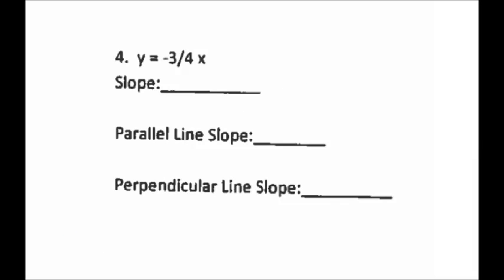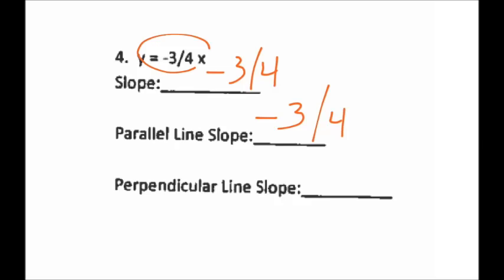y equals -3/4 x. -3/4 is with your x, so that is your slope. To be parallel, it would be the same thing, so -3/4. To be perpendicular, you have to change the sign, so it becomes positive, and you flip the fraction, and it is 4/3.